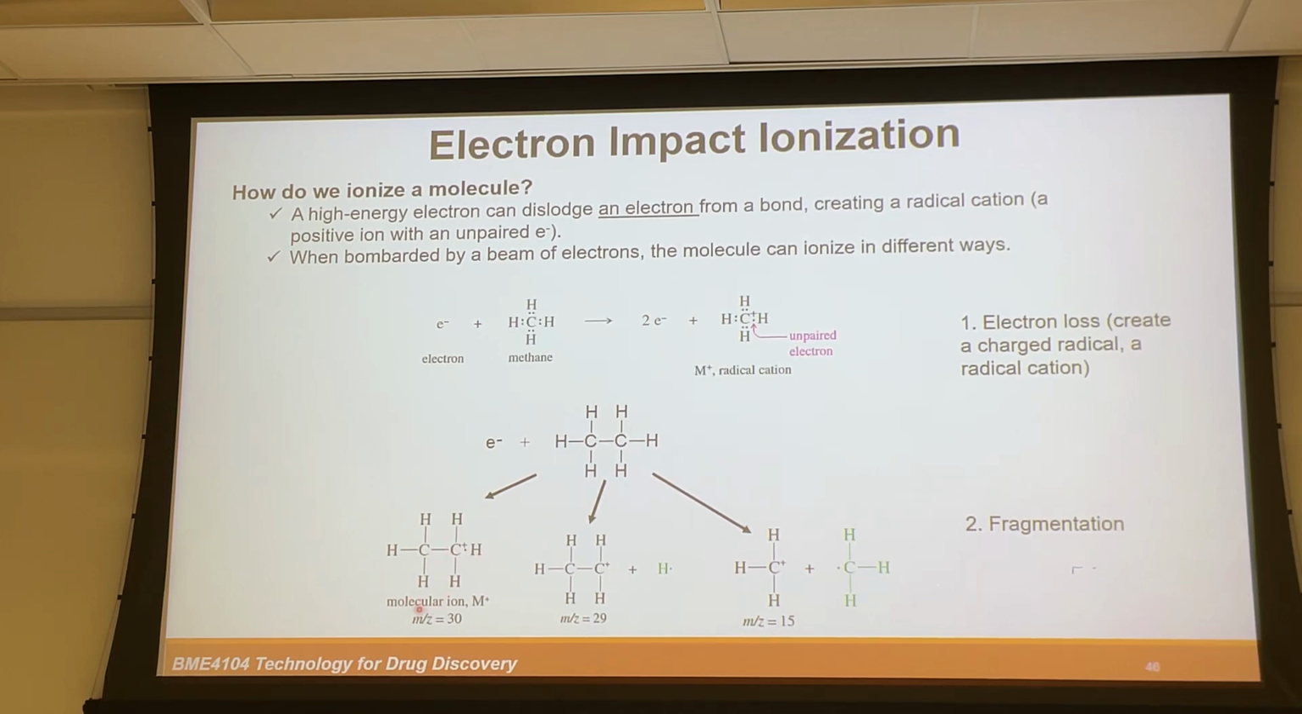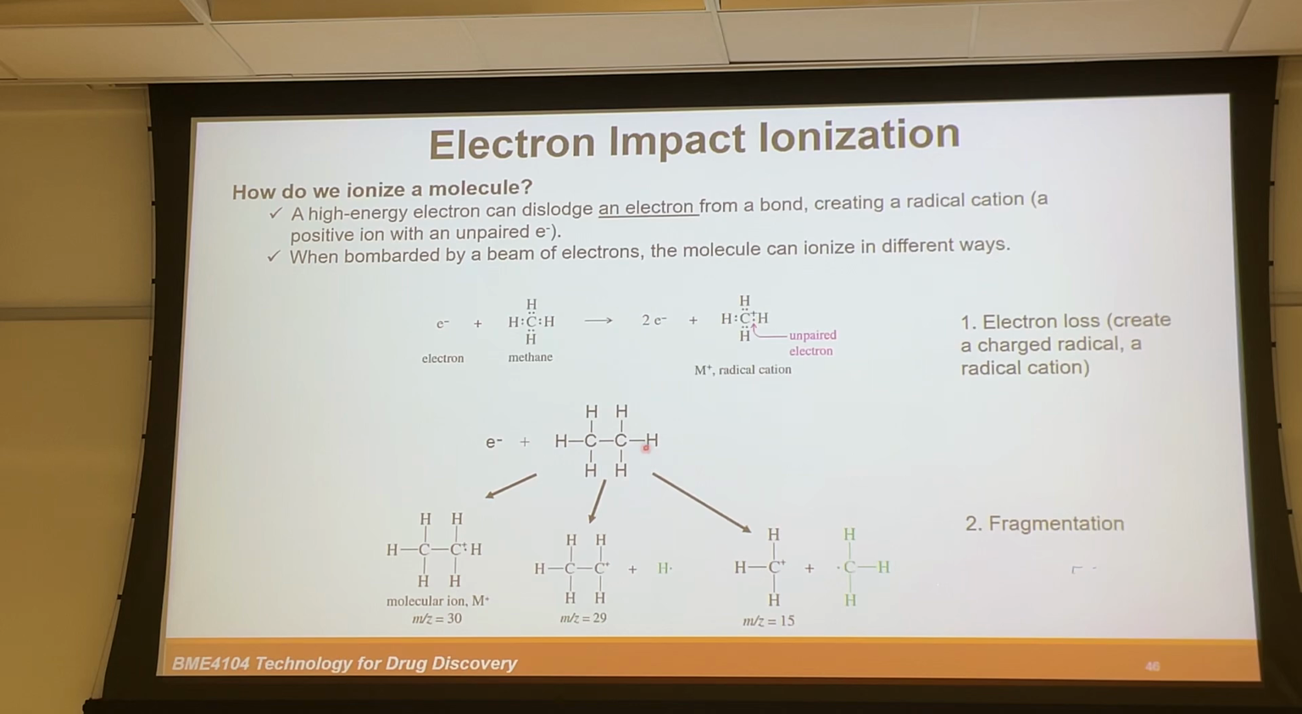We call it molecular ion because that's the largest piece we can get, just losing one electron from the original one. So we denote it as the M plus, and we call it molecular ion. But there are other ways it can break up.